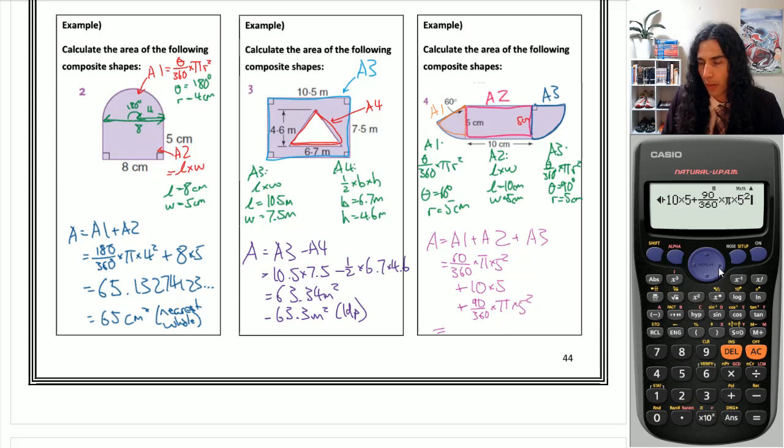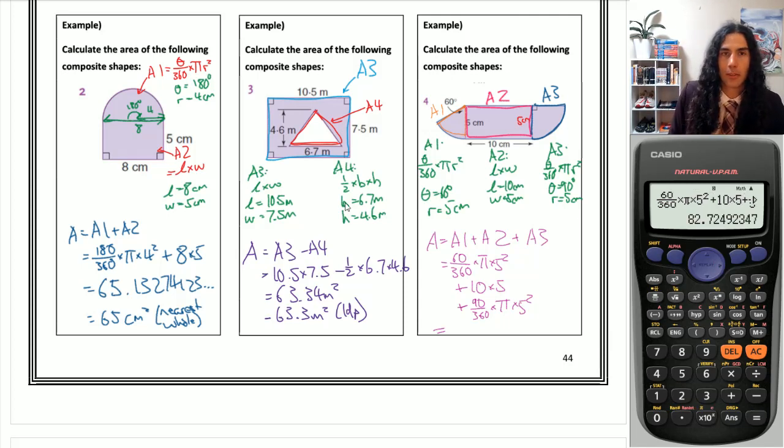Check time before I press equals. 60 over 360 times pi times 5 squared. Good. Second one is 10 by 5. Good. Third one is 90 over 360 times pi times 5 squared. Good. Equals. It's under milliseconds. It's got to be like microseconds, nanoseconds. Who knows? They didn't tell us what to do it to.